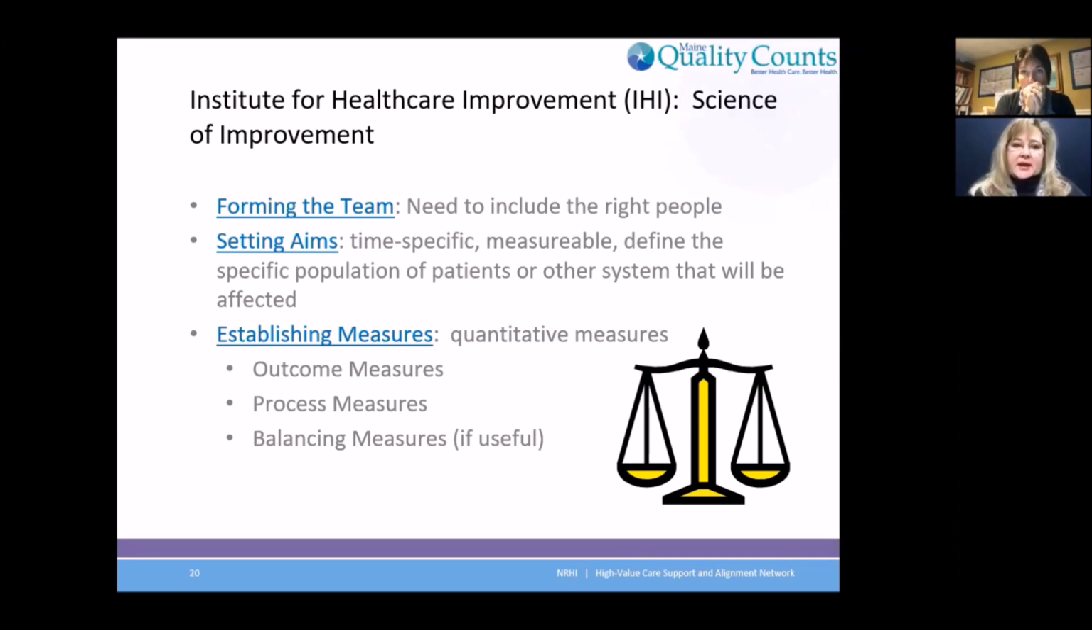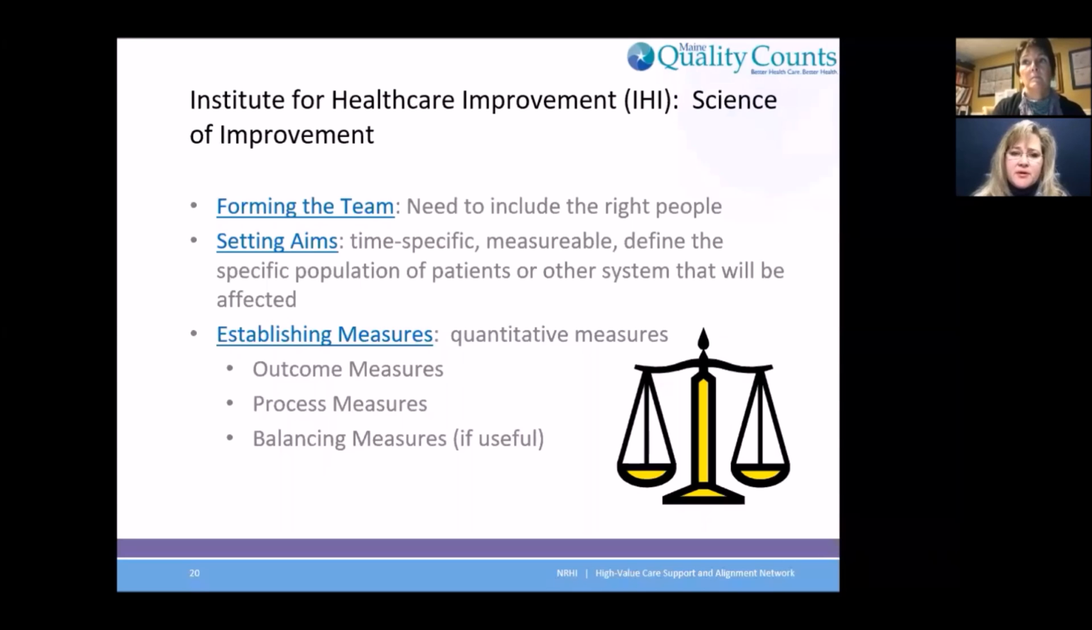So in looking at the science of improvement, again, we've already touched upon the forming of the team and the need to include the right people on that team. I think of various projects that I've been on, and truly the most successful right from the beginning have the people that they need at the table to begin with. So really thinking out that process is so important.